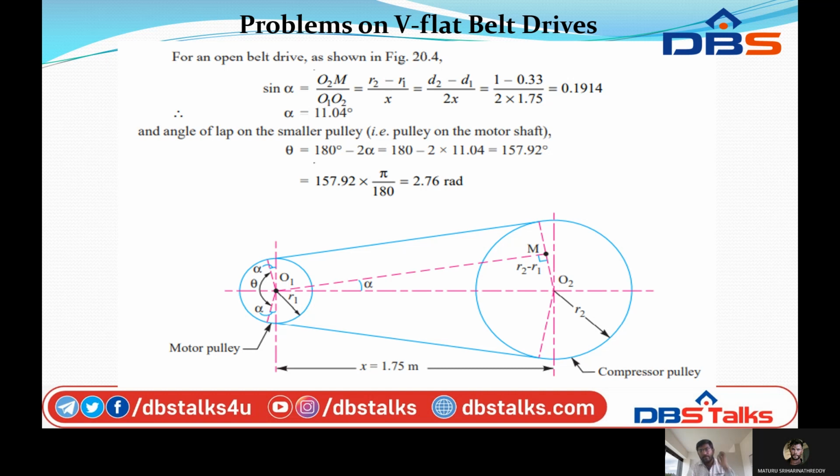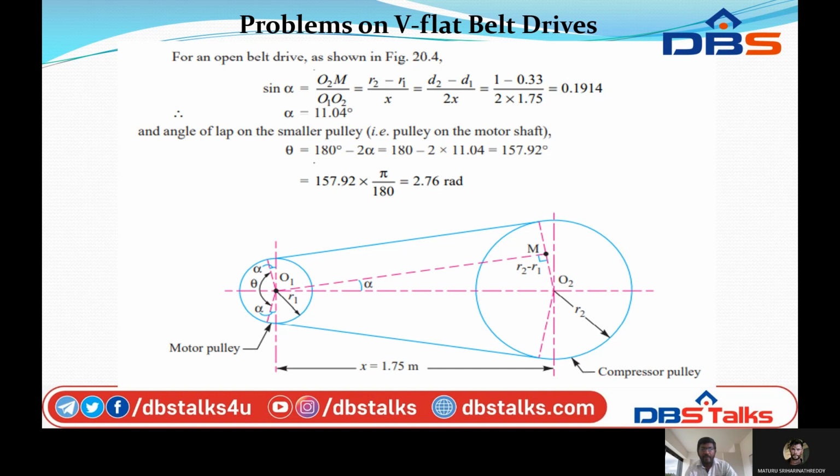So R2 minus R1 will be replaced by the diameters, D2 minus D1 by 2x. So that is equal to D2 minus D1, 0.33, by 2 into 1.75. So sin alpha is equal to 0.1914. So alpha is equal to 11.04 degrees.